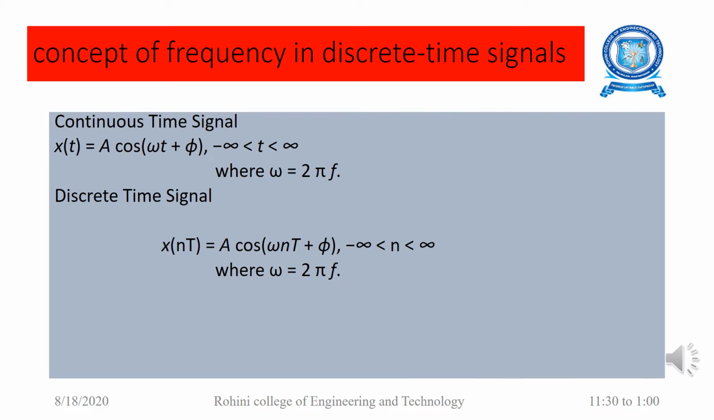So your equation will be changing. X of nT is equal to A cos of omega t, where t is replaced by nT. The continuous time is replaced by the discrete time, plus the phase angle phi. Here n varies from minus infinity to plus infinity. Here also the omega value is 2 pi f.